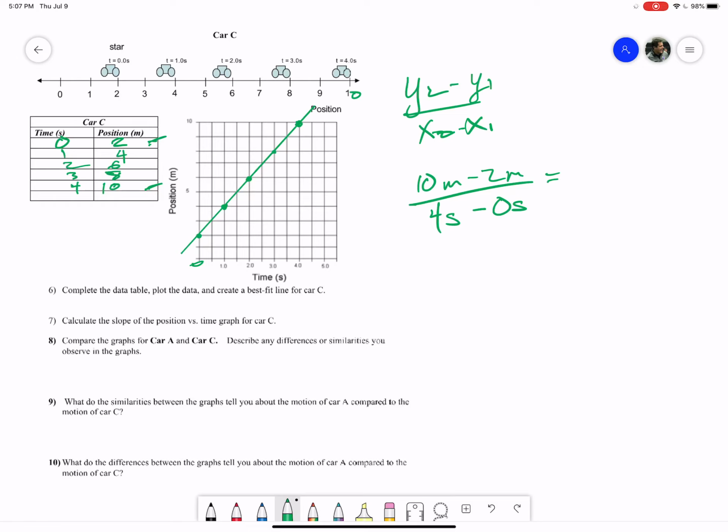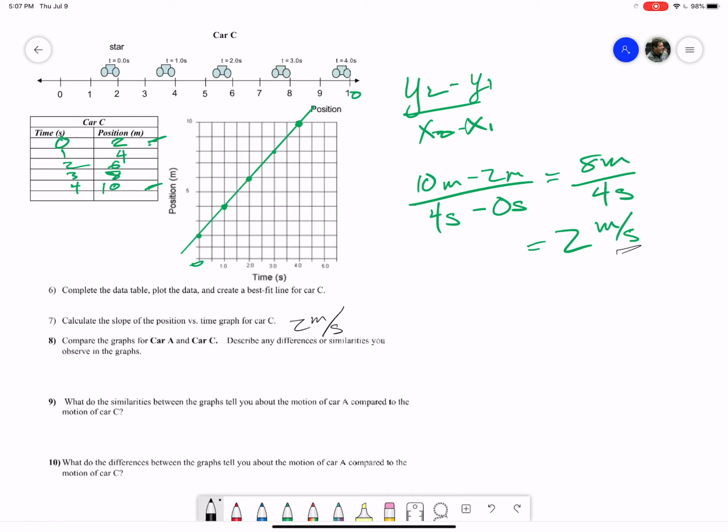So we do our math. 10 minus 2 is 8 meters. 4 minus 0 is 4 seconds. And we end up with 8 divided by 4, or 2. And the units are meters per second. Once again, those units probably are pretty important. That's why we're being asked to put them in there. Okay, so our slope is 2 meters per second.